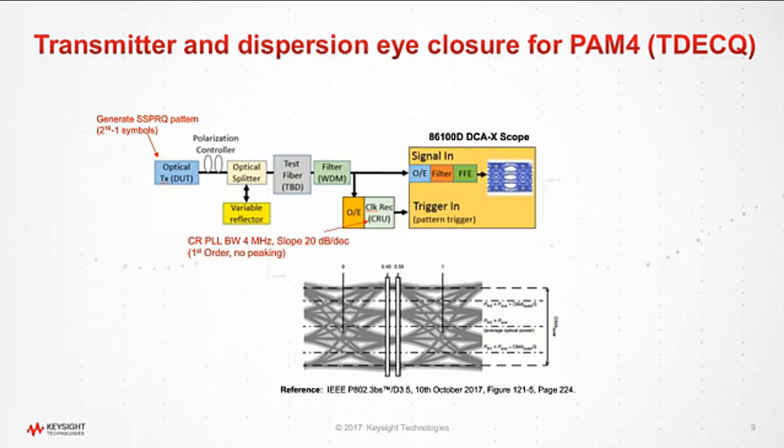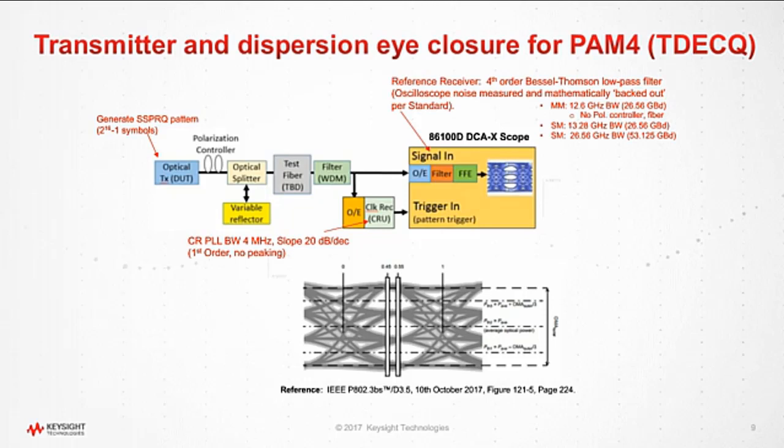In addition, you need to have a clock recovery for your optical signal. And this is because if you were just to trigger the DCA or your oscilloscope using a trigger from your pattern generator or from your DUT, for example, you no longer have coherence or correlation between the trigger signal and the data signal. So you really have to use clock recovery, specified 4 MHz loop bandwidth with first order, meaning no peaking in the response. And you also need to have a very well-controlled reference receiver with specified bandwidth depending on the baud rate that you're operating at.